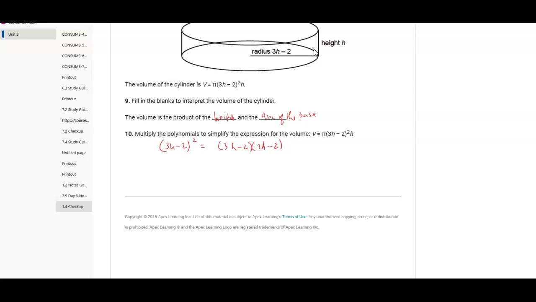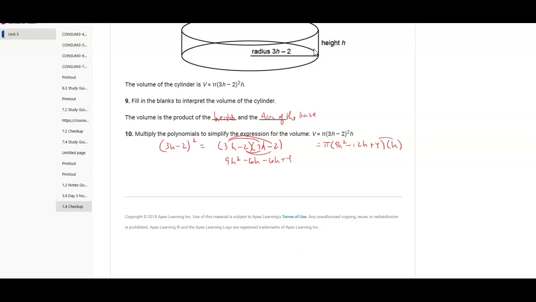Okay, so now when I FOIL this out, 3h times 3h is 9h squared. Then 3h times negative 2 is minus 6h. Negative 2 times 3h is minus 6h. And then negative 2 times negative 2 is plus 4. But remember, this now becomes pi times 9h squared minus 12h plus 4, but then I have to multiply that by h again.